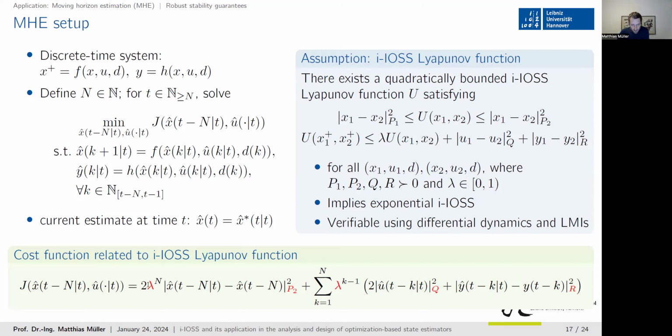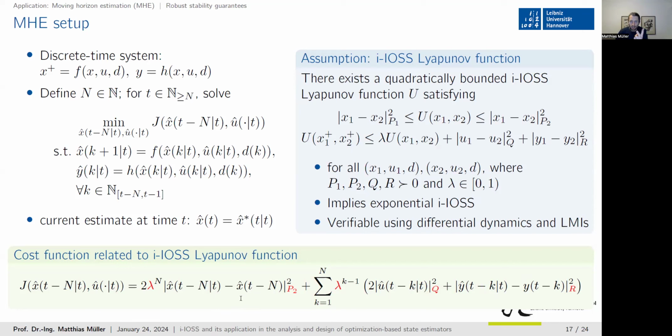And now this first term here, this is the so-called prior weighting. This takes into account the fact that I only look back a finite horizon, but I neglect all the past measurements from time 0 to t minus n. This is basically done via this prior weighting. Again, this P2 comes from the ISS condition, this P2 from here.